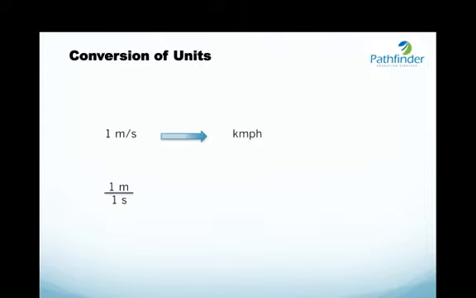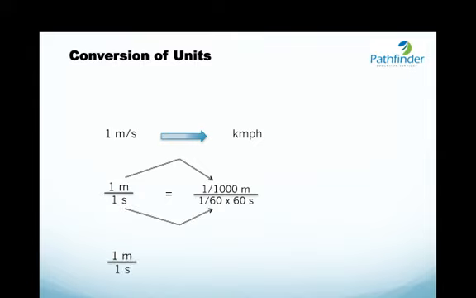1 meter per second can be written as 1 meter upon 1 second. Again, the distance unit 1 meter in the numerator can be written as 1 upon 1000 kilometers, and 1 second can be written as 1 upon 60 into 60 hours. So you can see there 1 meter is equal to 1 upon 1000 kilometers and 1 second is equal to 1 upon 60 into 60 hours. Which brings us to the value 1 meter per second is equal to 18 upon 5 kilometer per hour.